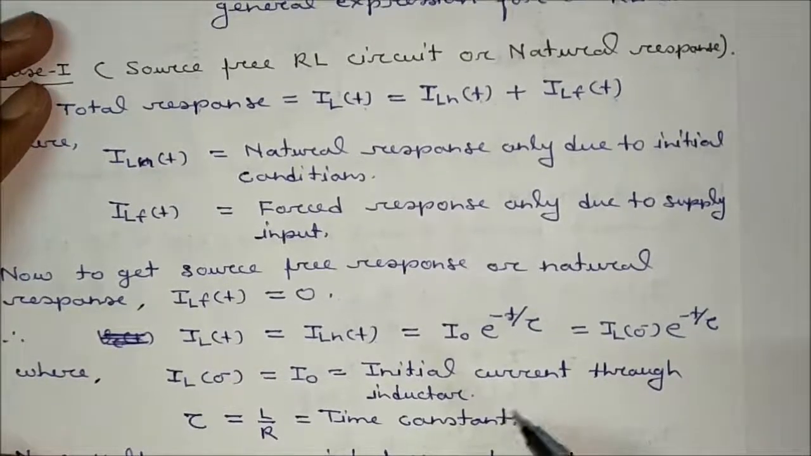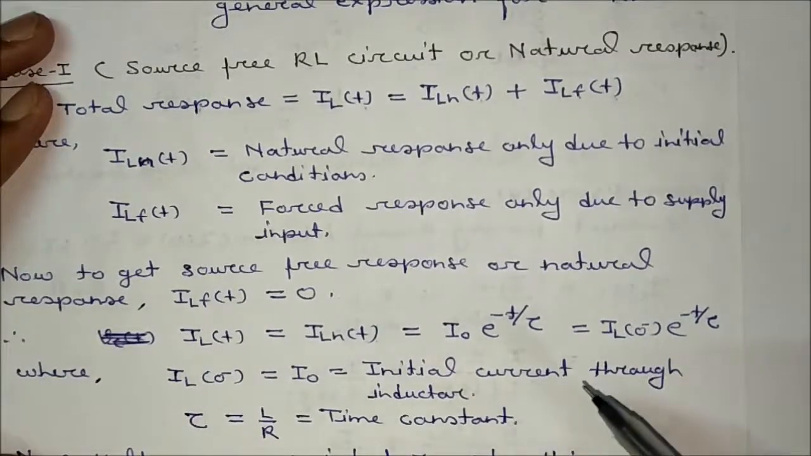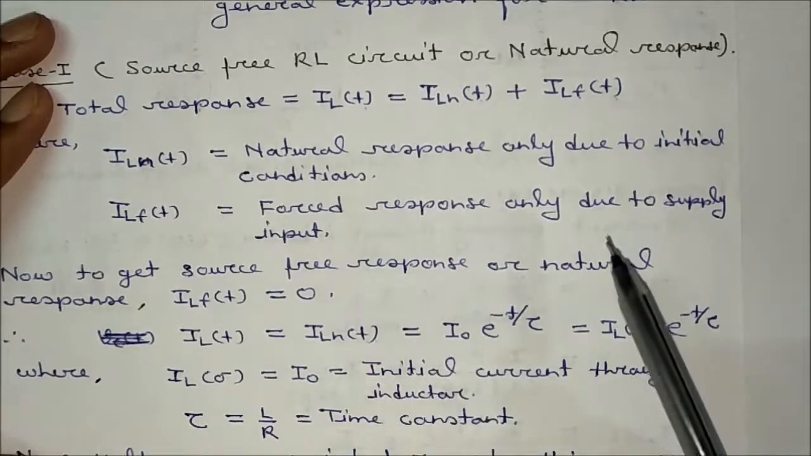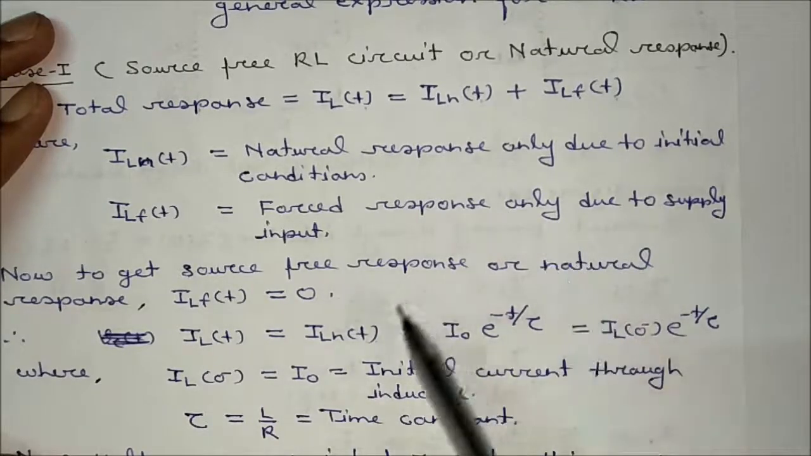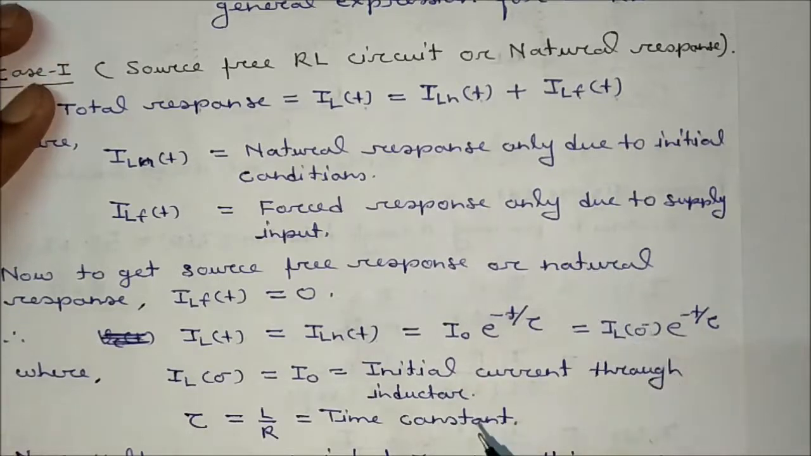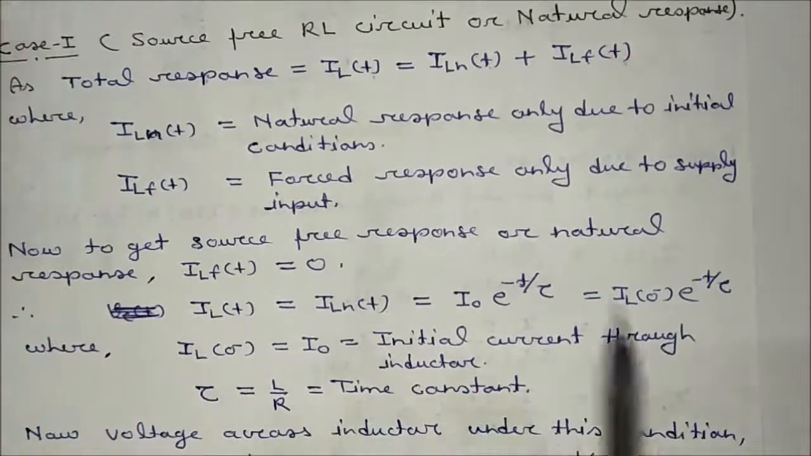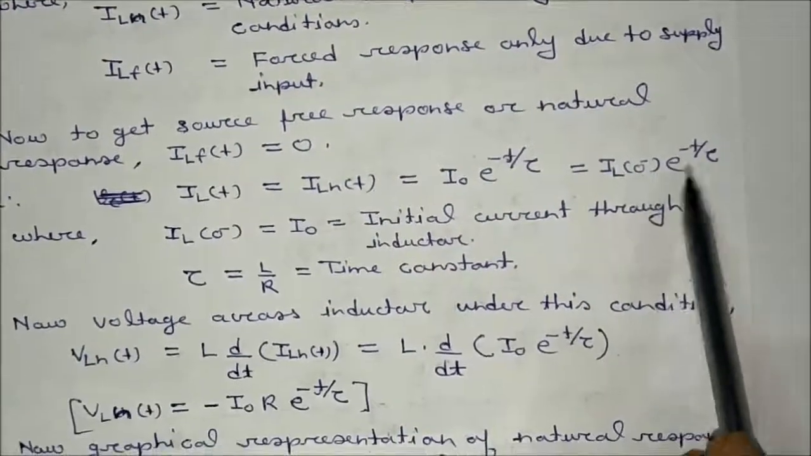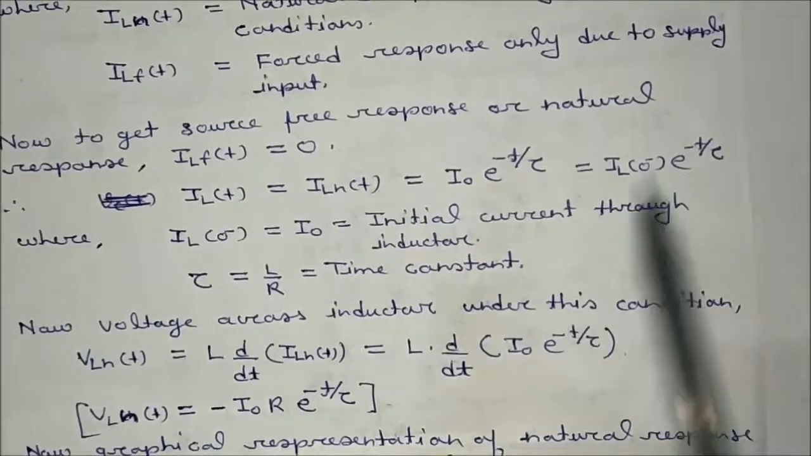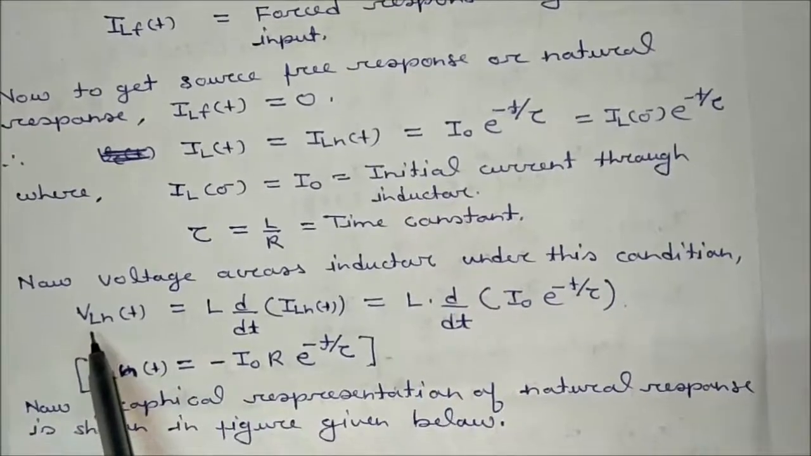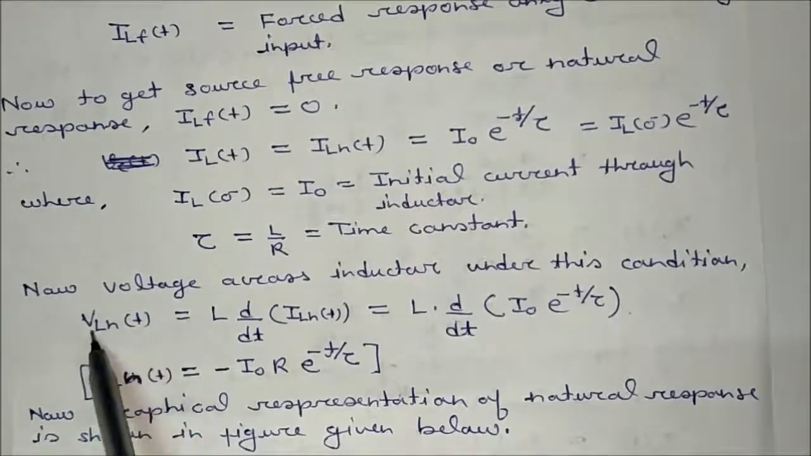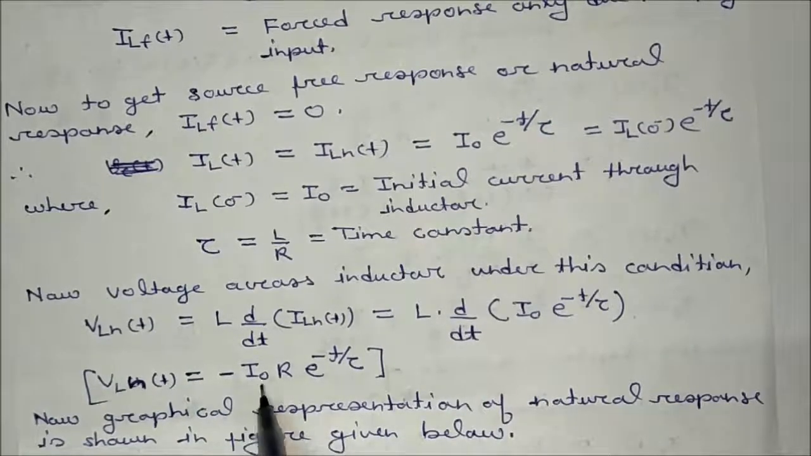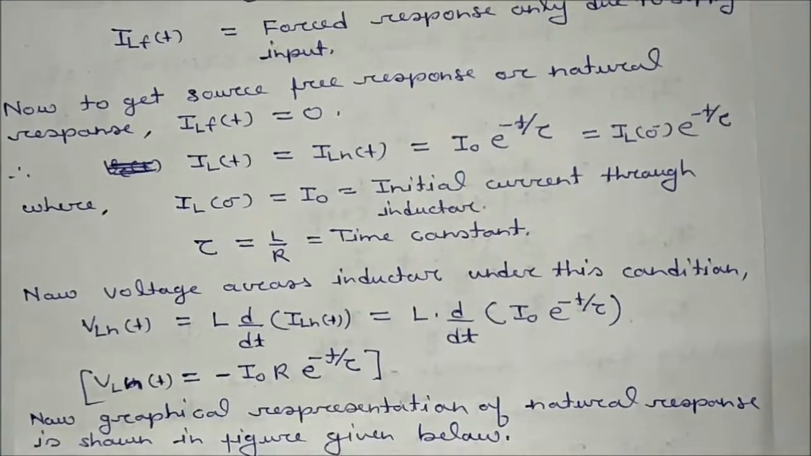Now if you are interested in calculating the voltage across the inductor, we know that if we know the current flowing through the inductor, we can easily calculate the voltage across the inductor, that is VL is equal to L di by dt, and i(t) we know is equal to IL 0 minus e to the power minus t by tau. Just differentiate it, and what will you get? The natural response of the voltage across the inductor, that is minus I naught R e to the power minus t by tau.